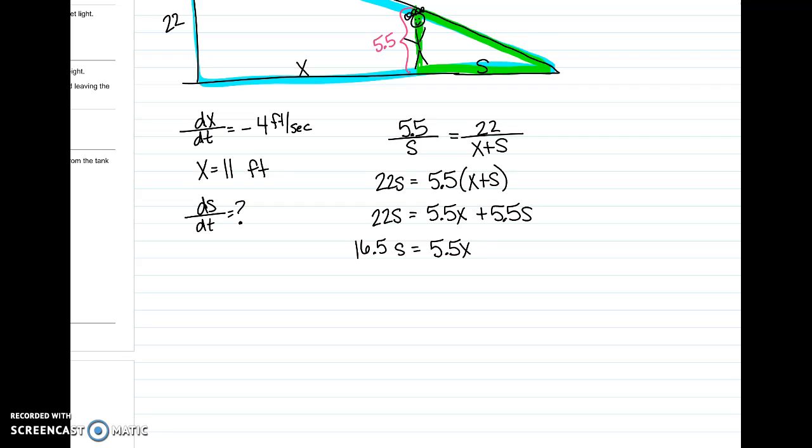I have not yet taken the derivative, so that's what I'm going to do now. 16.5 ds/dt equals 5.5 dx/dt. ds/dt is my question mark. Okay, so I'm hopefully going to fill in everything else. ds/dt then is equal to 5.5 times dx/dt over 16.5. Lovely.